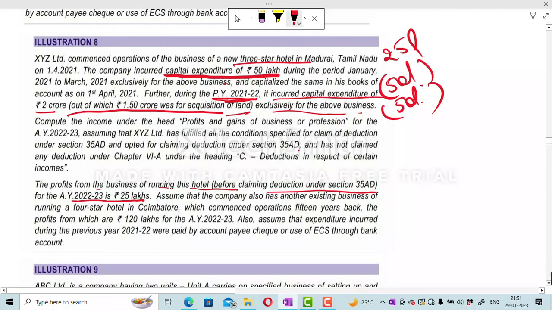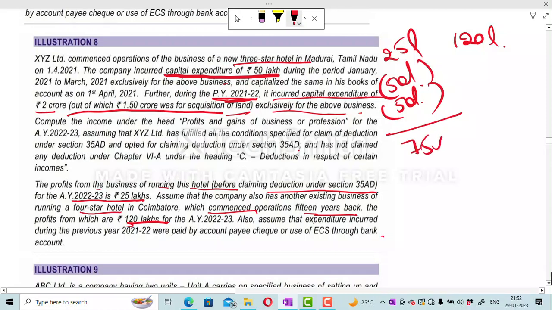Assume that the company also has another existing business of running a 4-star and above hotel, which commenced operations 15 years back. The profits are 120 lakhs for assessment year 22-23. Also assume that the expenditure incurred during the previous year 21-22 was paid by account payee cheque or use of ECS through bank account. So another business 120 lakhs is a profit.